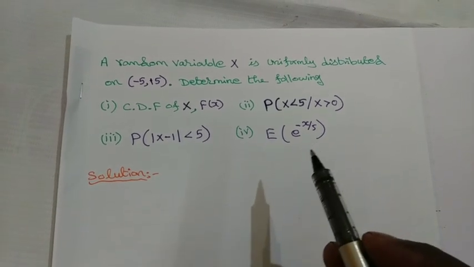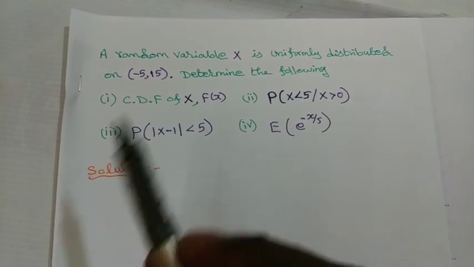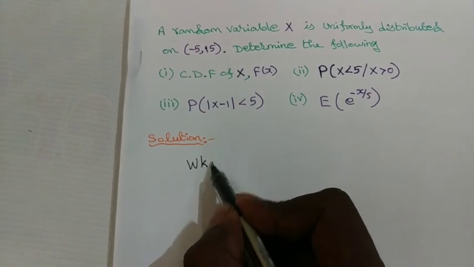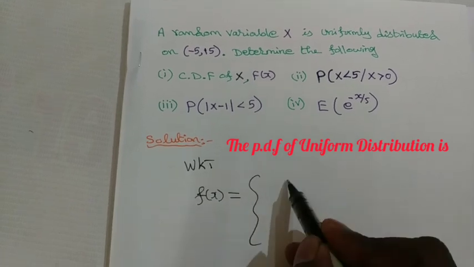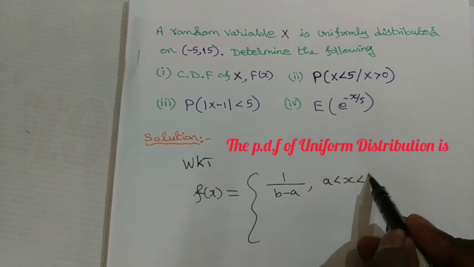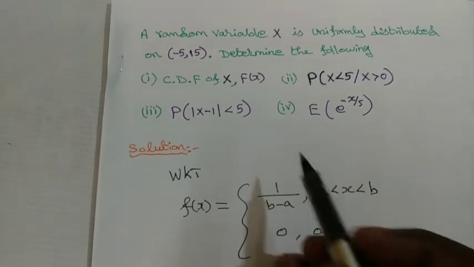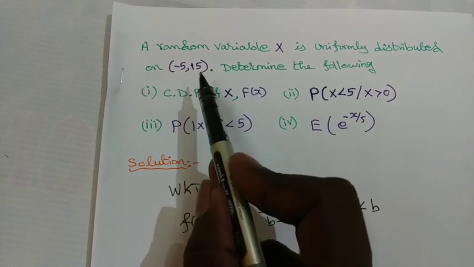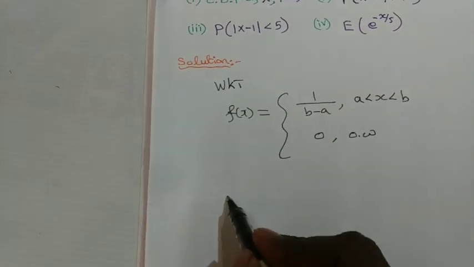So this is what we want to find out. Here, given x is uniformly distributed on -5, 15. We know that the uniform distribution is f of x equal to 1 by b minus a for a less than x less than b, and 0 otherwise. So this is the formula. Here in the uniform distribution, a is -5 and b is 15. Substitute here.